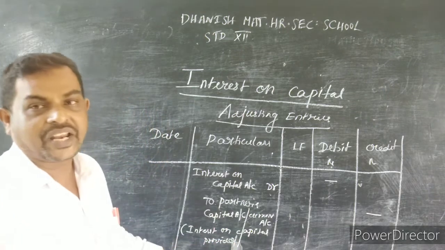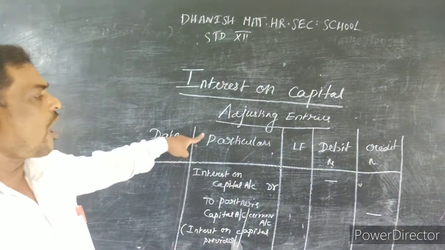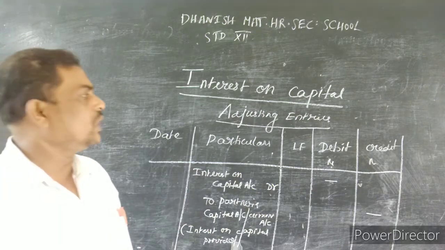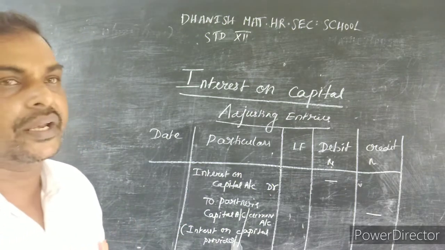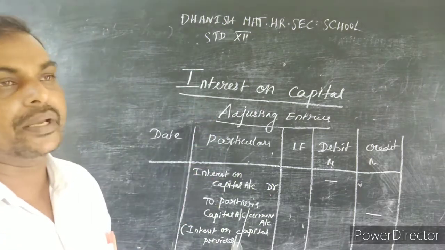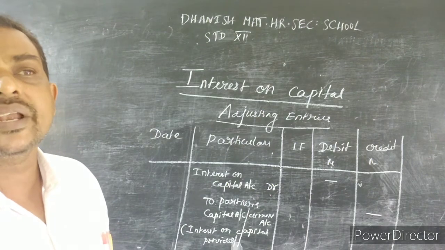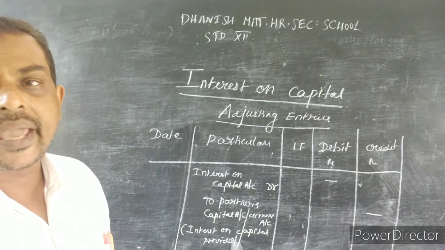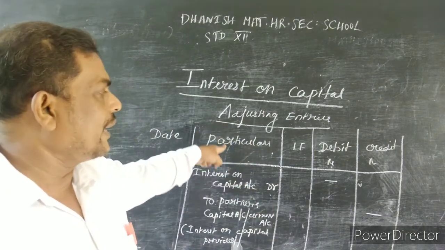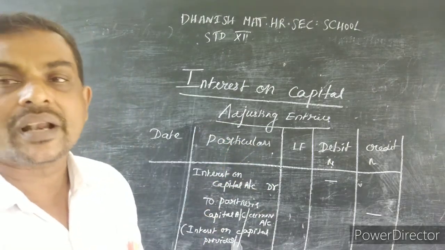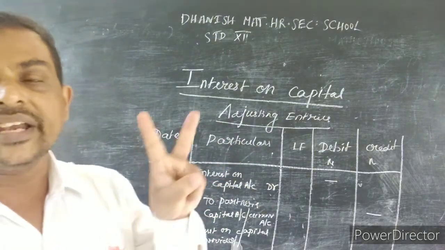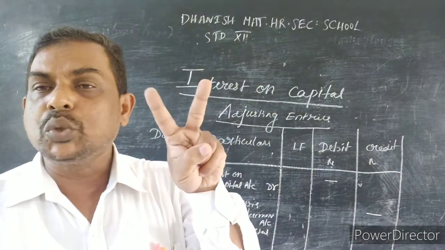This is the narration. So after completing this journal entry, you have to write the transfer entry. For interest on capital, you have to write the transfer entry also. Once after writing the adjusting entry, you must write the transfer entry. For interest on capital, you have to write two entries.